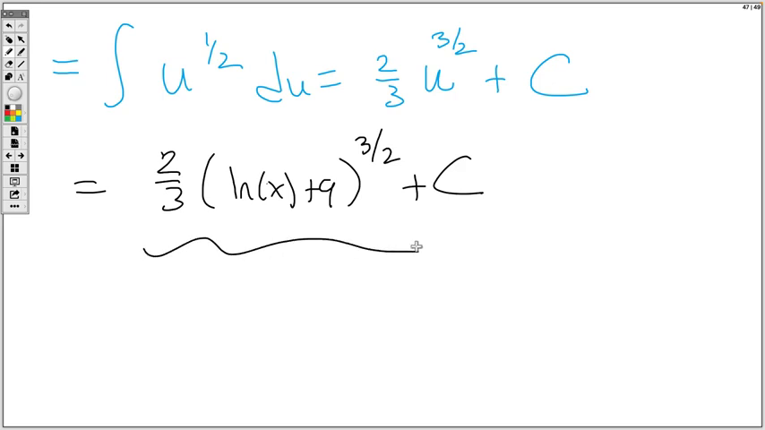And once again, what's your ultimate check here, folks? Start with your answer and take the derivative. Since you used a u substitution to help you find the integral, when you take the derivative to check your answer, you should use the what? The chain rule. Okay.